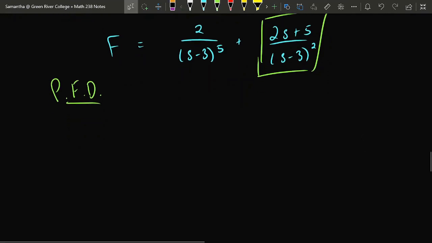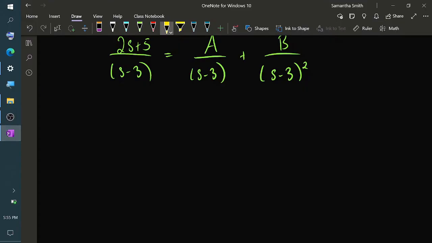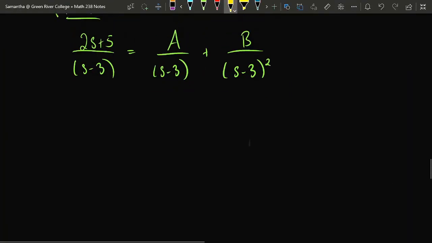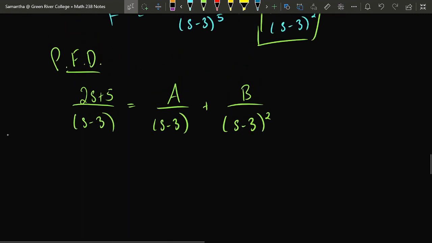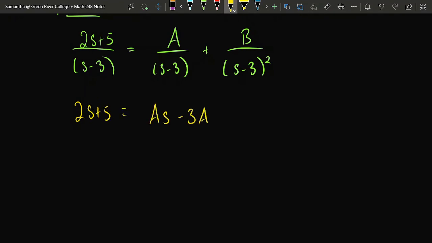So that's an opportunity to use partial fraction decomposition to split this into a single number over s minus 3 plus a single number over (s minus 3) quantity squared. So let me go ahead and clear the fractions. We get 2s plus 5 is equal to as minus 3a plus b.